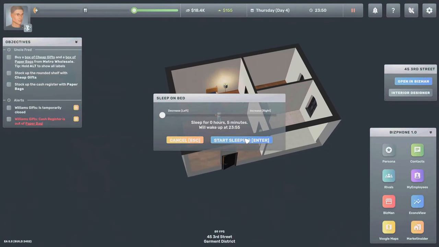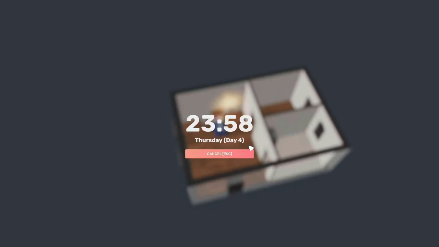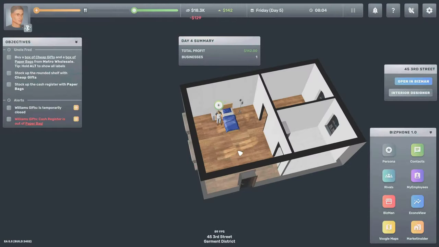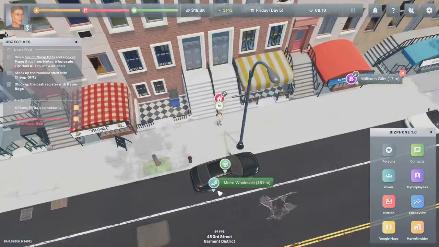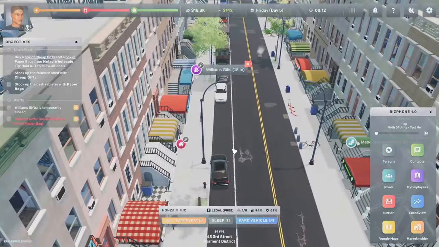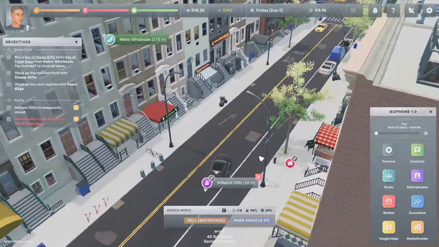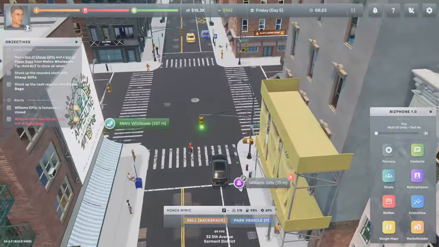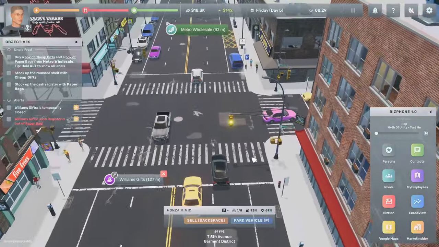Sleep! Start sleep. Set sleep. Wake up at around 8. We made $142. Oh, wow. We need food. Perfect. It was green, okay? He had no right walking there.